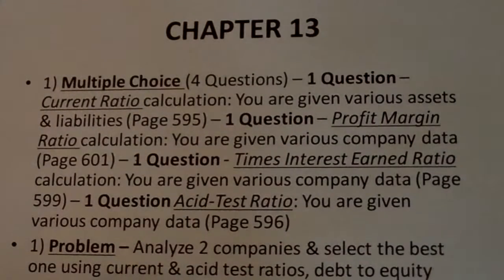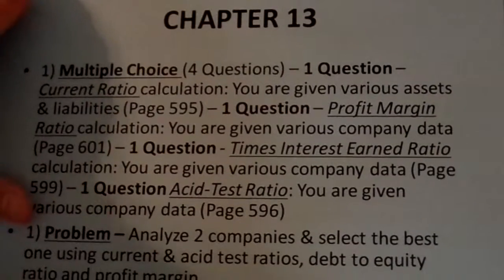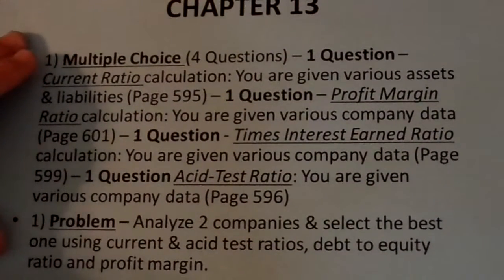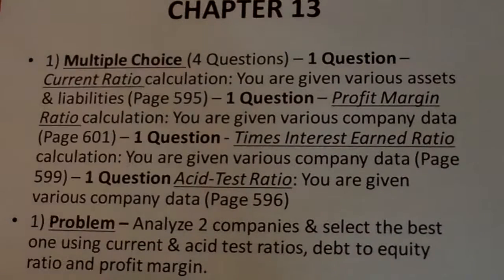Let's dive right in. So, Chapter 13. There are 4 questions on multiple choice from Chapter 13. One of them is a current ratio calculation, and I've got the page reference here. One of them is the profit margin calculation. One of them is the time interest earned ratio calculation. One is an acid test ratio calculation.